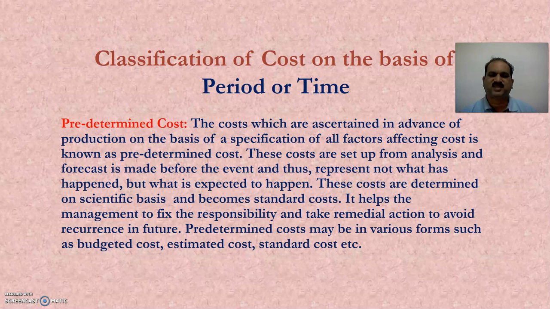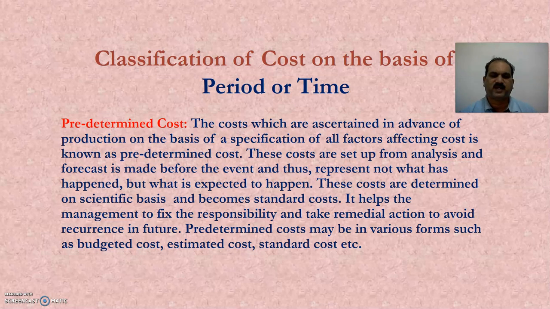The costs which are ascertained in advance of production on the basis of a specification of all factors affecting cost are known as predetermined cost. These costs are set up from analysis and forecast is made before the event, and thus represent not what has happened but what is expected to happen. These costs are determined on a scientific basis and become standard cost.